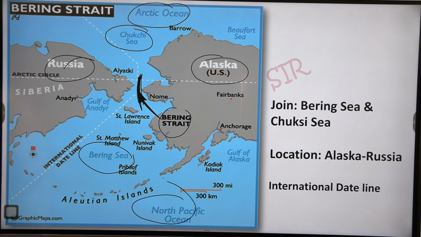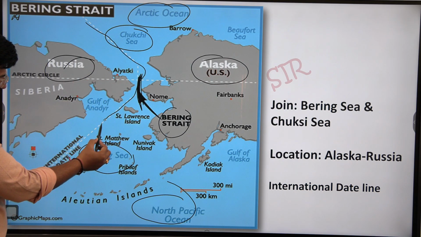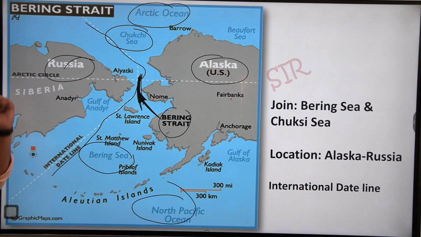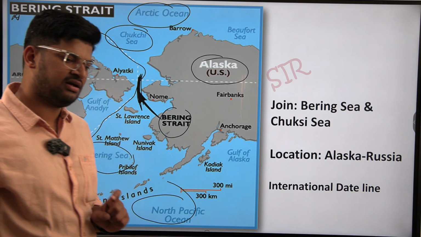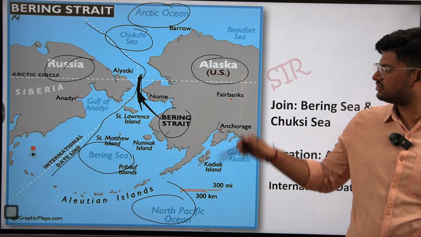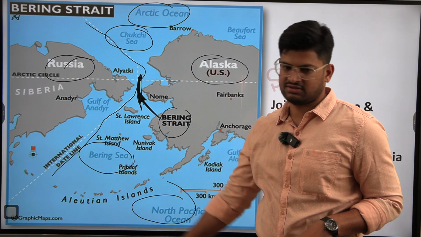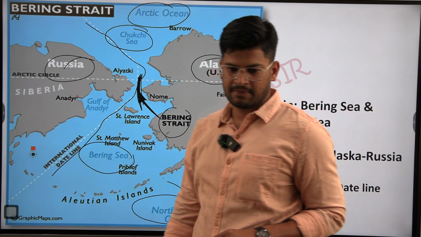And very important, our international date line passes through it. This white line is nothing but the international date line. International date line is passing through which strait? Bering Strait. Very important, two important points. International date line passes through Bering Strait. So Bering Strait connects the Chukchi and Bering Seas.